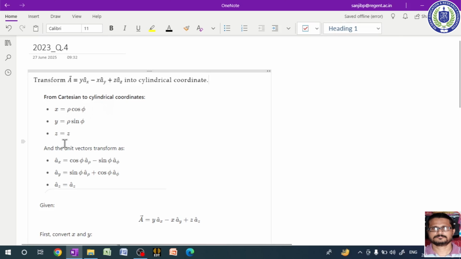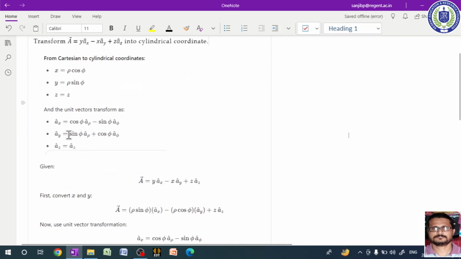As we know the x, y, z in the Cartesian coordinate system, what are the lengths? Here x we can replace by rho cos phi, y equal to rho sin phi, and z equal to z. You can write this. So this is the coordinate conversion formula, and this is the formula set. You know this.